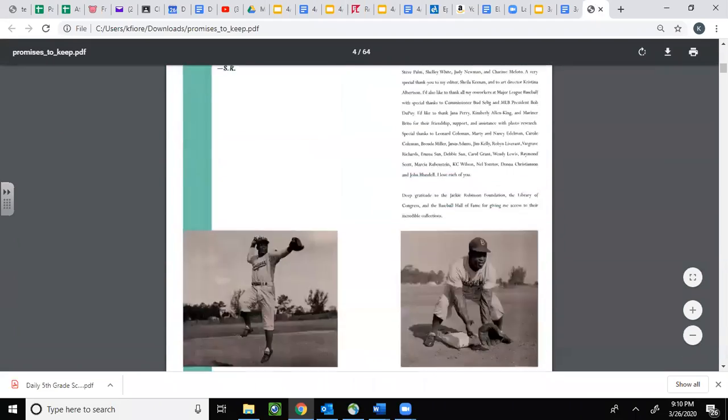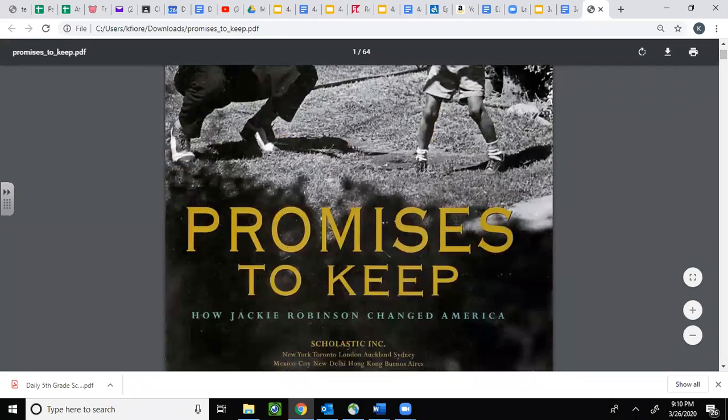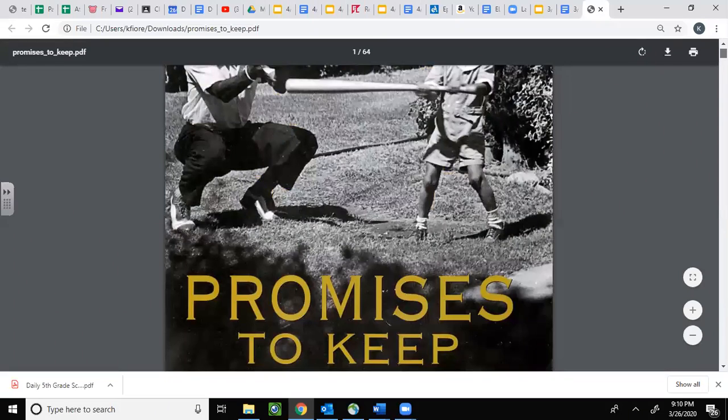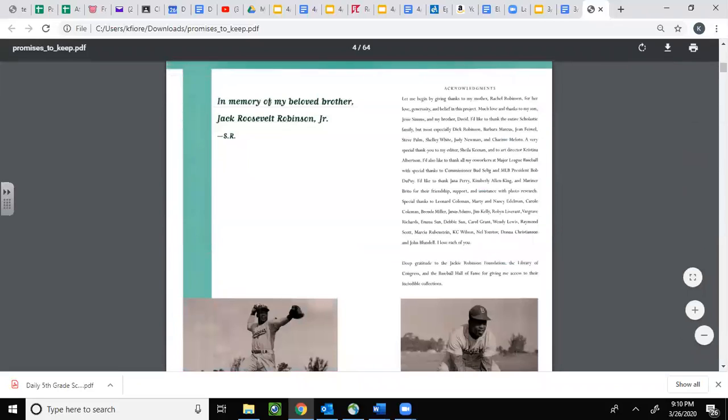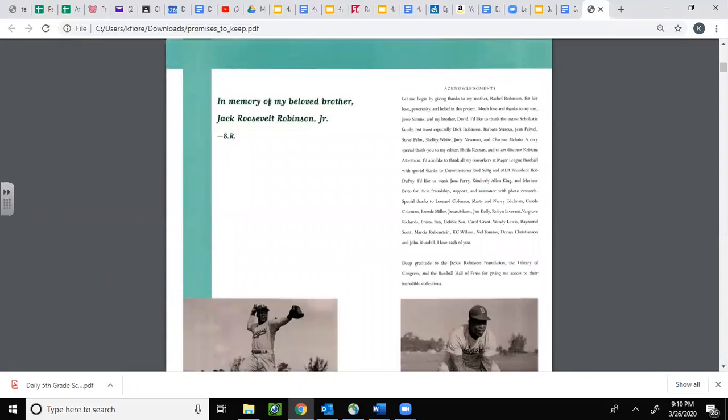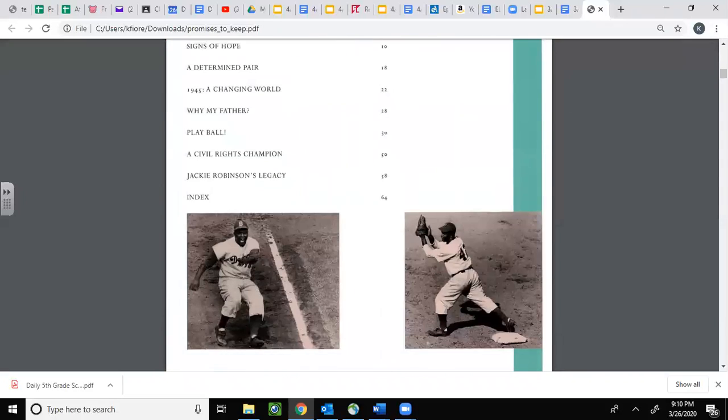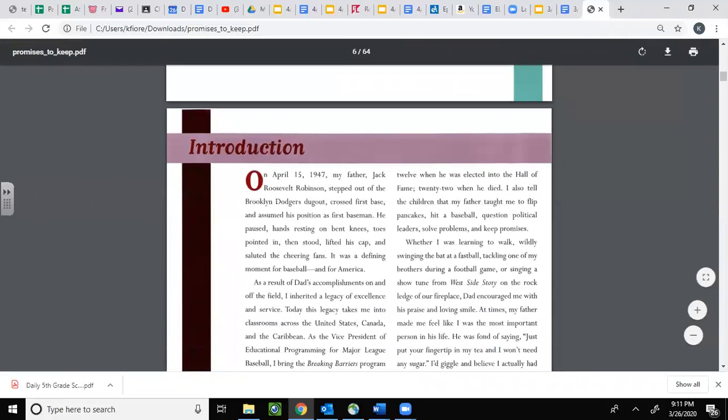So again, this is Promises to Keep by Sharon Robinson. And it said how Jackie Robinson changed America. In memory of my beloved brother, Jack Roosevelt Robinson, Jr. All right.